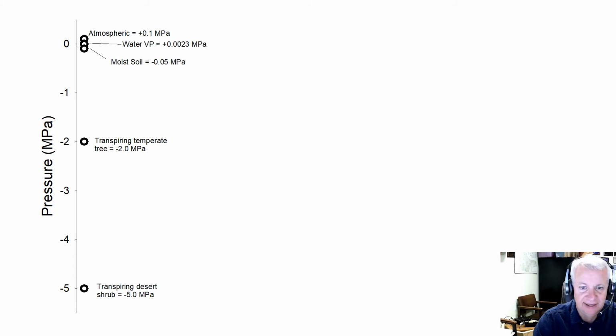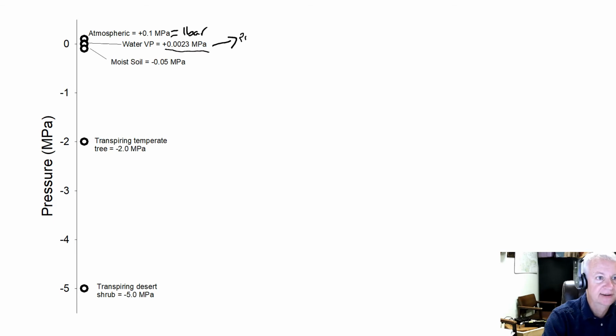What I'm showing here is a number line showing a range of pressures. So going along here, basically atmospheric pressure that we exist at here at sea level, atmospheric pressure is positive 0.1 megapascals. If you look at the older literature, basically that's 1 bar. So 1 bar is atmospheric pressure. The vapor pressure of water is positive 0.0023 megapascals.